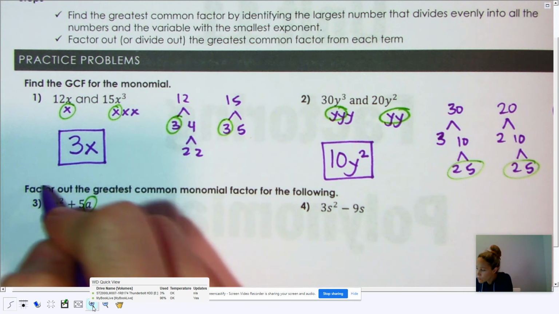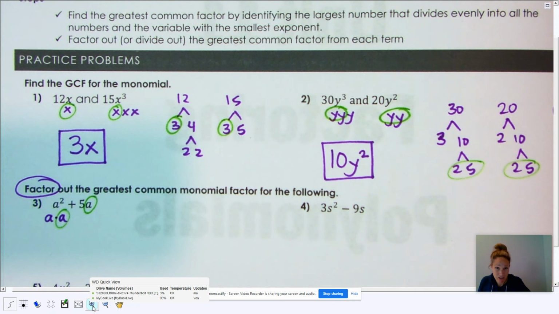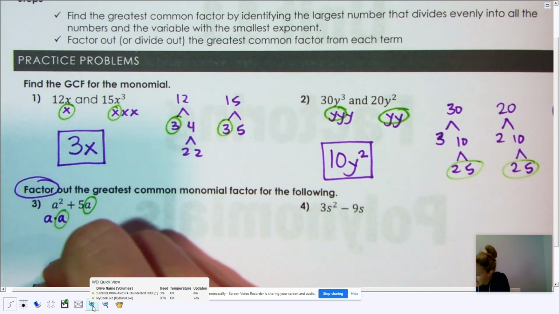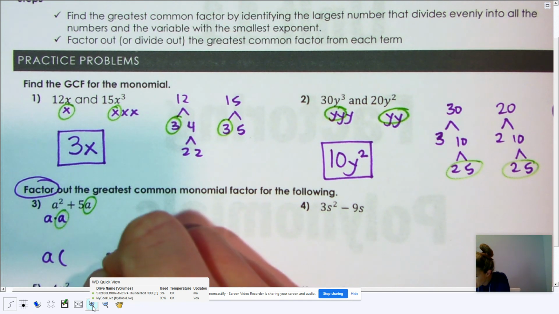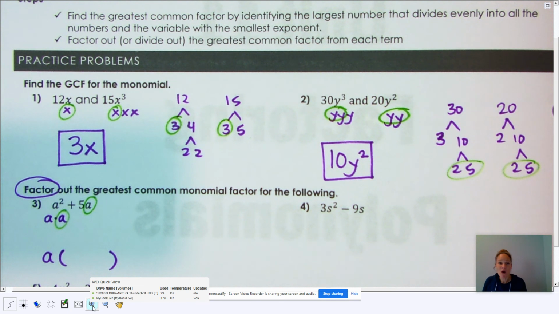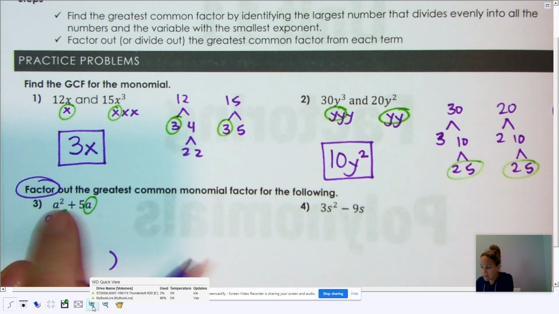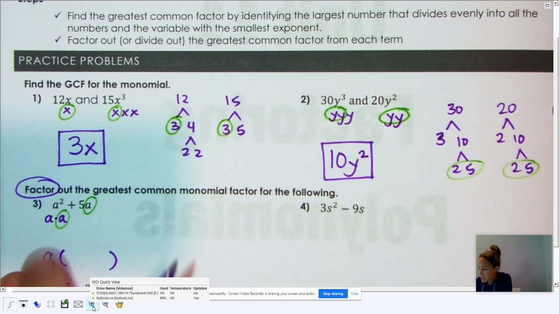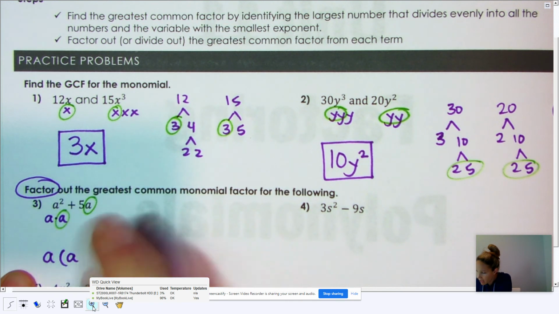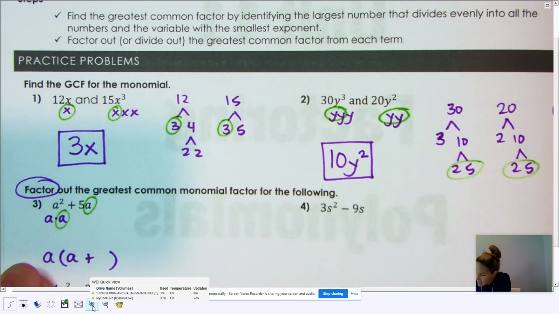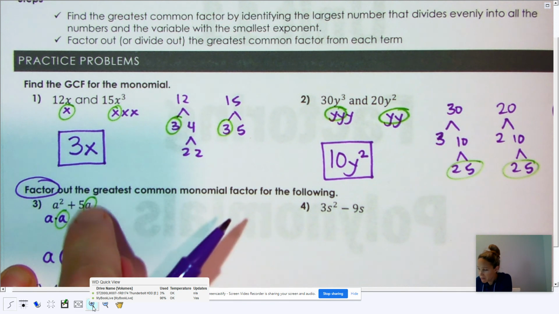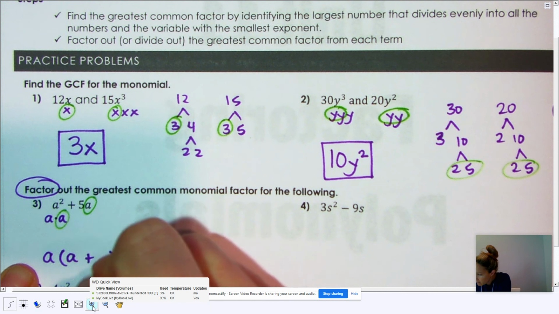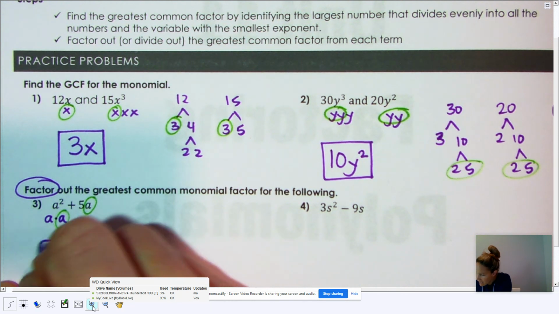So if I'm going to write it as a factor, I'm going to put the A on the outside of the parentheses and say, well, what was the original question like if that was my answer? A times what makes A squared? Well, I would just need another A. And then A times what would give me 5A? I would just need a 5. Okay, so that is our answer.